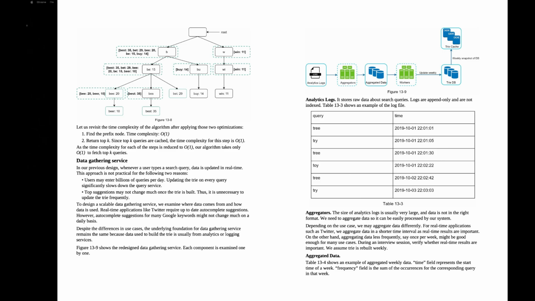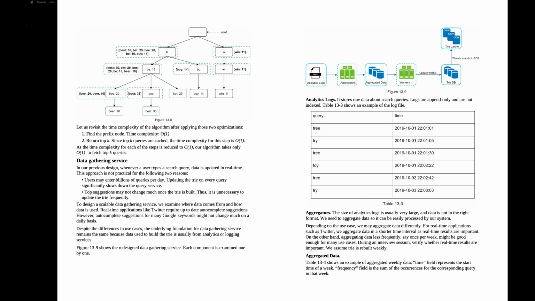So that was the first service. What were we discussing? We were discussing the trie data structure. The first service is the data gathering service. So we understood how we would create a trie. Now we will talk about how we will gather the query results, the aggregated query results.